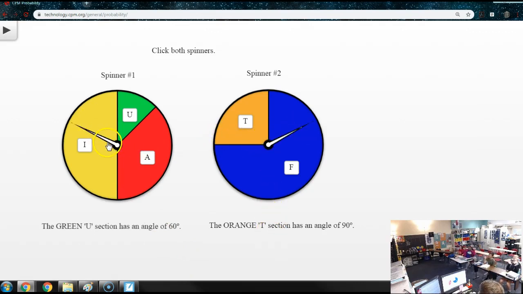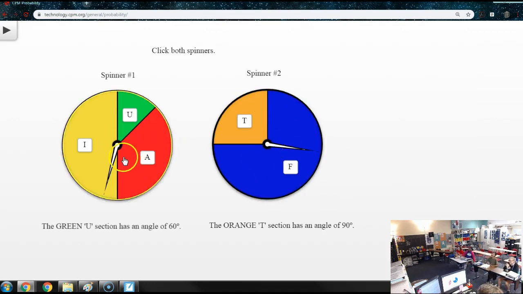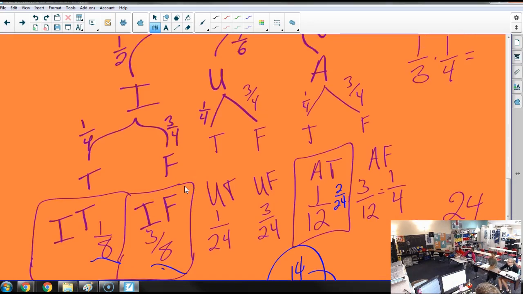Oh wow, we got an I. So that's 1 out of 1. Well, if you get an I, you don't need to spend. Yay! 2 out of 2. 3 out of 3. 4 out of 4. So basically, if it lands on I, then it's a word, and if it lands on A, it has like a 1/4 chance. And if it lands on U, then it's a loss. So is that what our tree diagram shows?